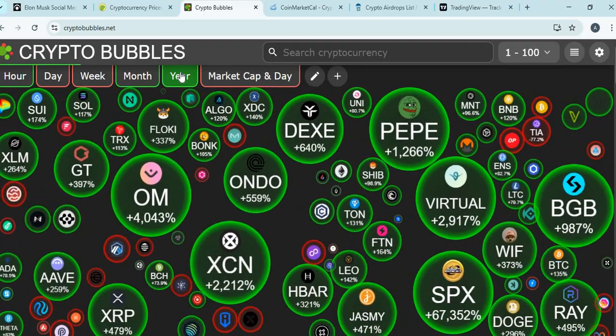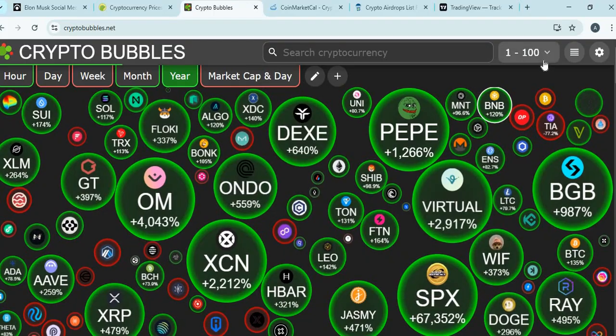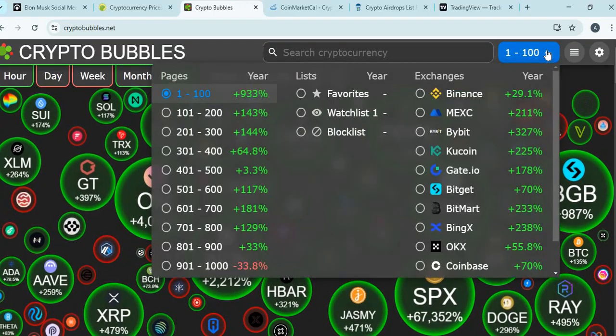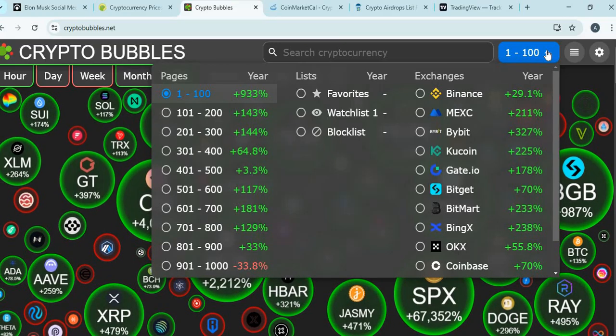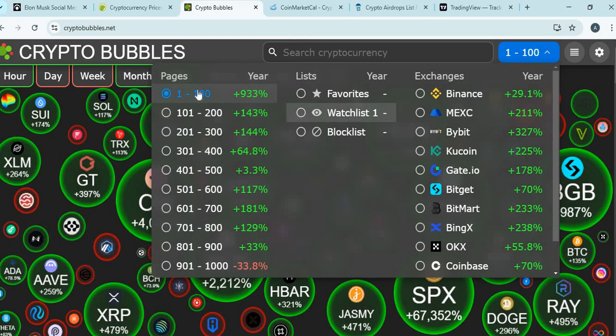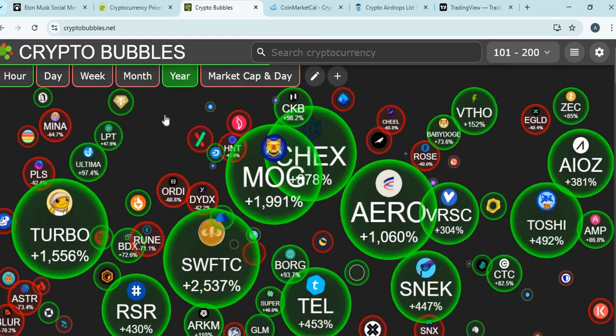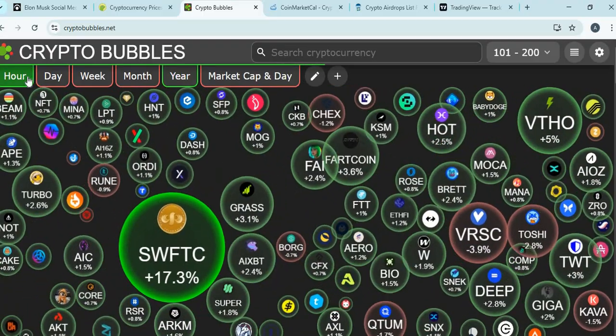The last 1 year, things have happened. So you can tweak this to whatever it is that you like. There's a lot of flexibility. If you want to go from the first 100 coin, so currently it is on the first 100 coin, if you want to go to the second 100 coin, that is coin 100 to coin 200, and let's go to the hourly. You can see what is happening.